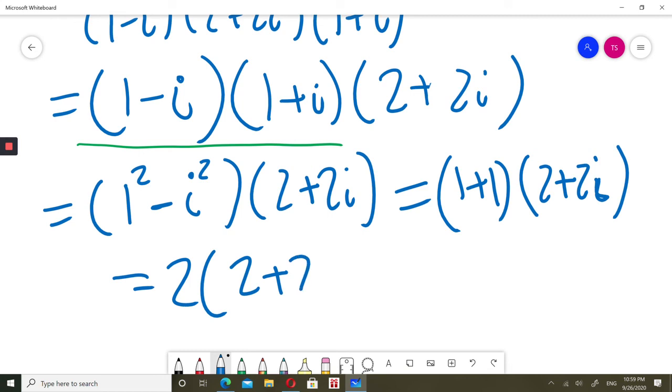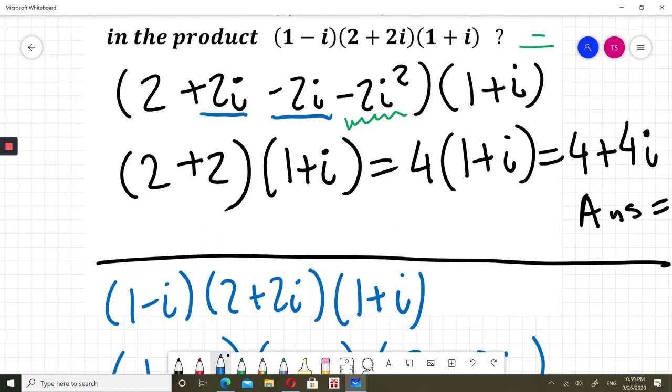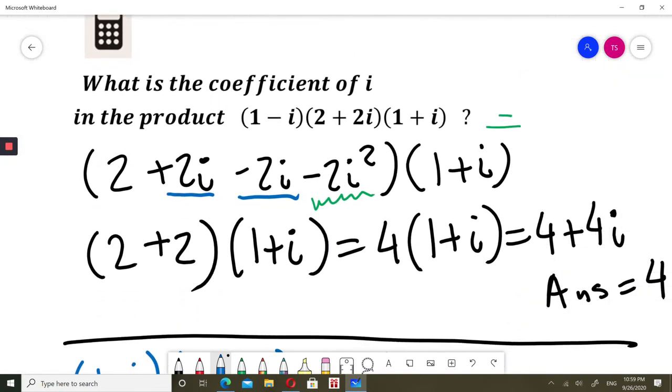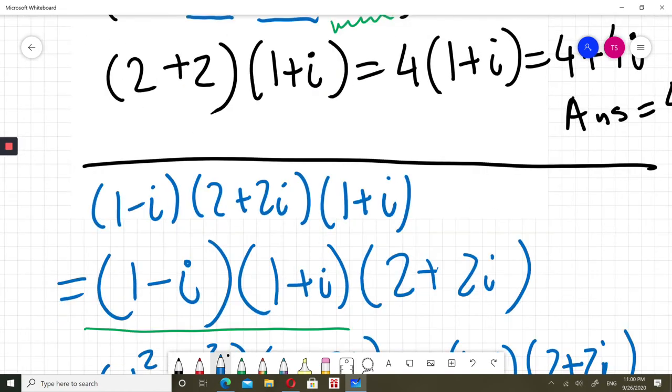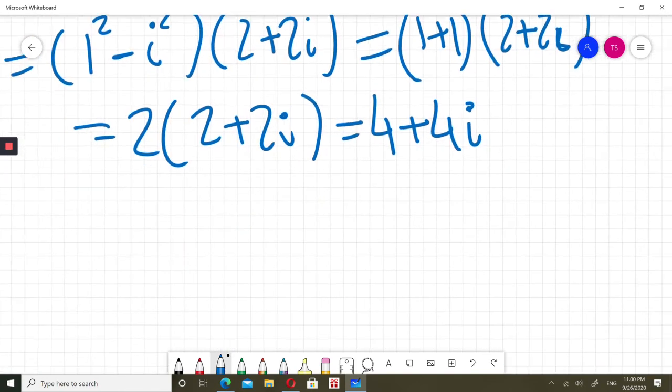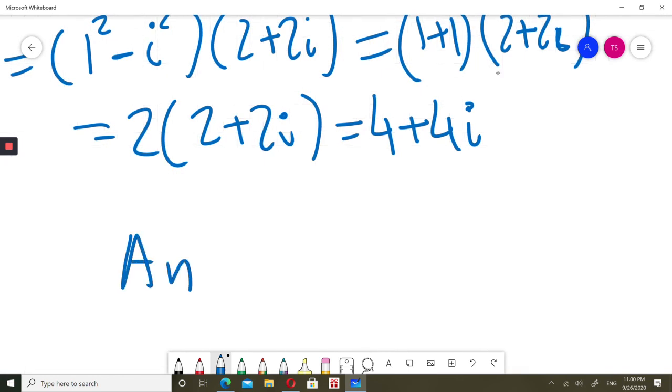We get the same thing, 4 plus 4i, but our question was, what is the coefficient of i? The imaginary coefficient is what we multiply i by. So the answer, the imaginary coefficient, is 4. The question is done again.